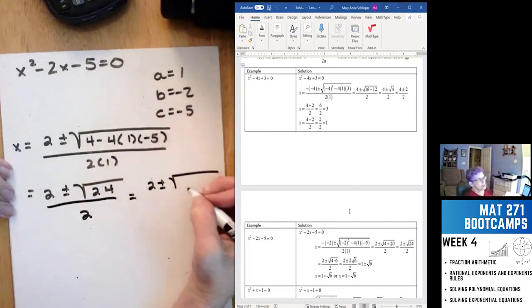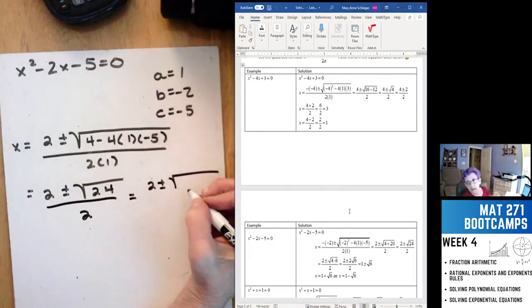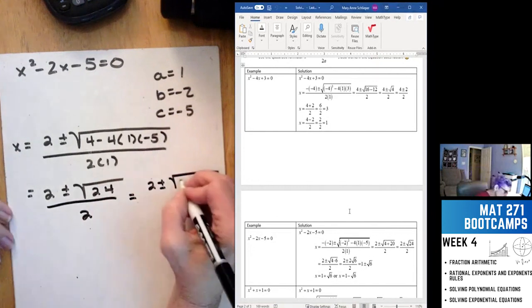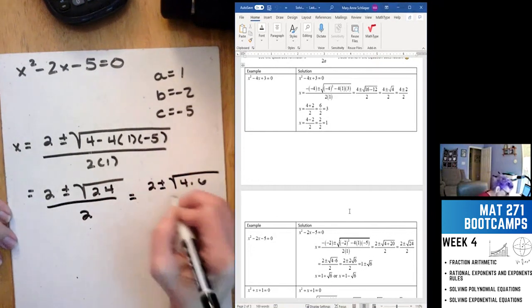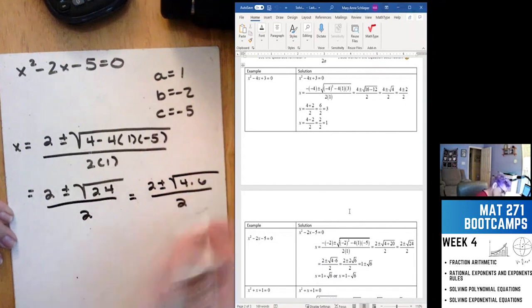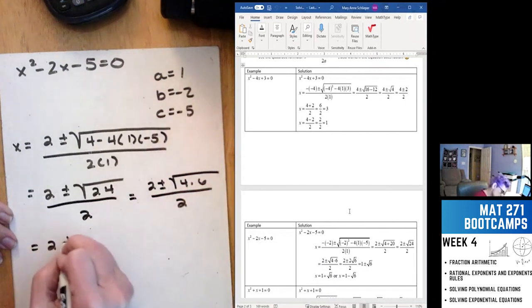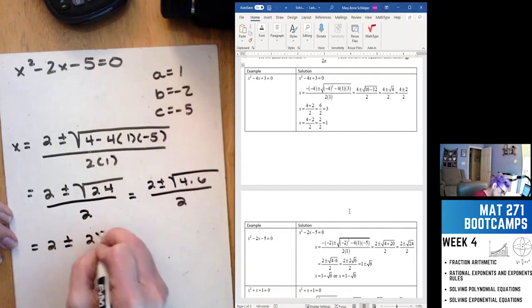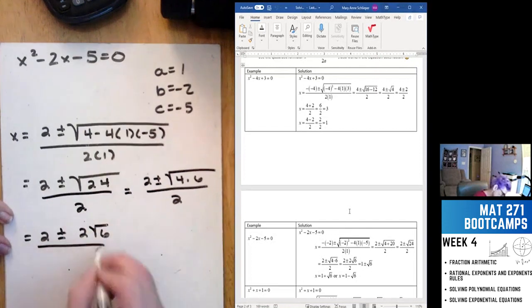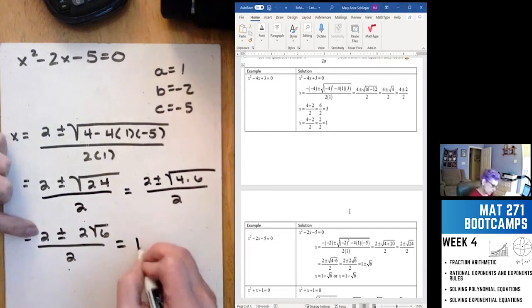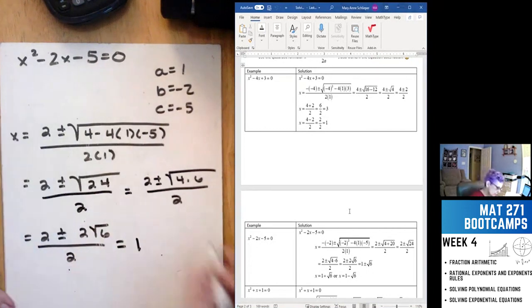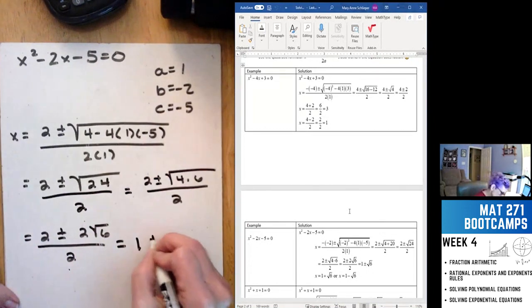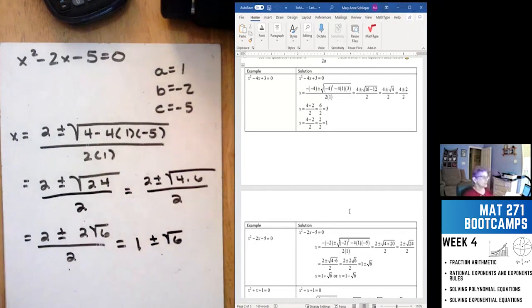You think about what's the biggest perfect square that I can divide into 24. Well, that would be 4. So I have 2 plus or minus 2 times the square root of 6 over 2. 2 goes into 2 once. 2 goes into 2 times the square root of 6. Leaves me just square root of 6.